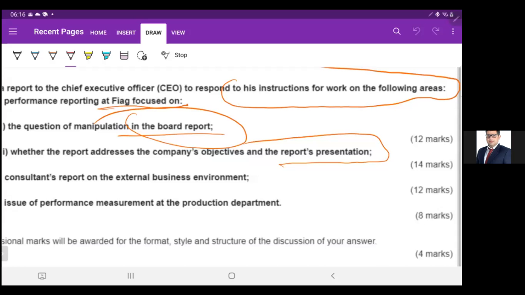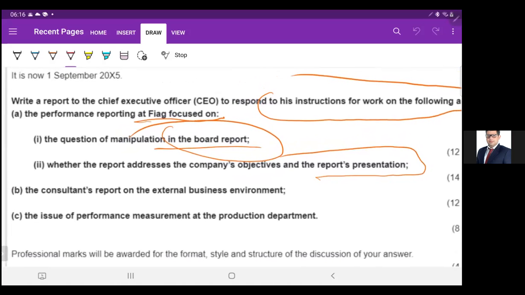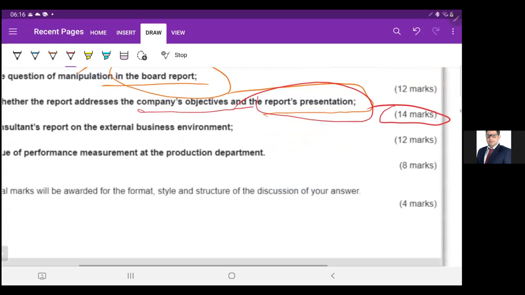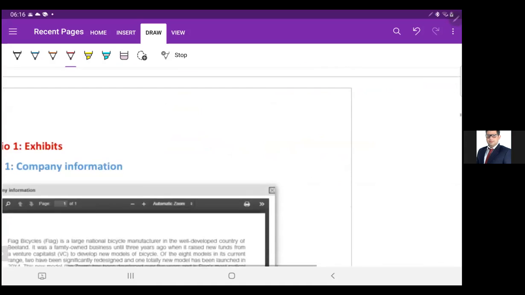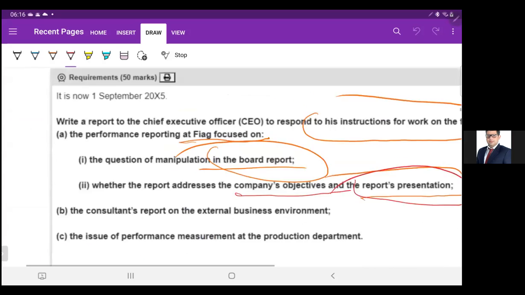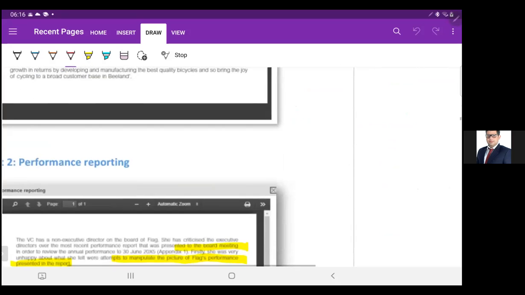Now, the second part of part A of scenario one is saying whether the report addresses company objectives and the report presentation. Report presentation, 14 marks we will get for this. So company information, we get here and then move on.